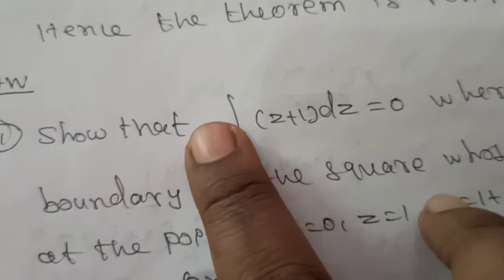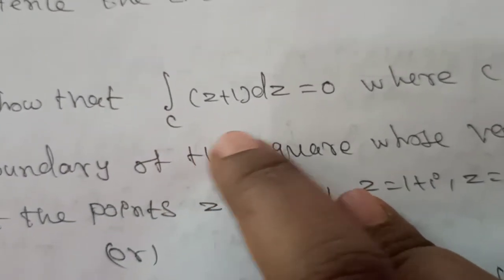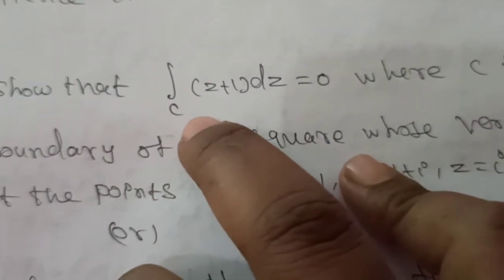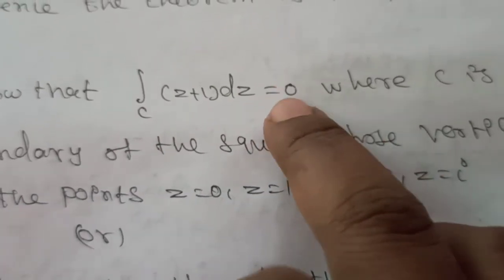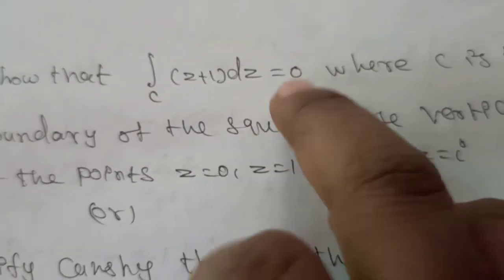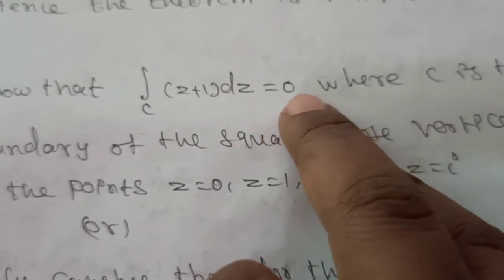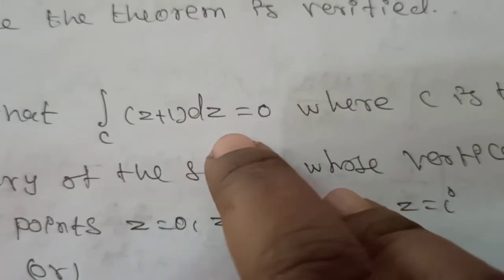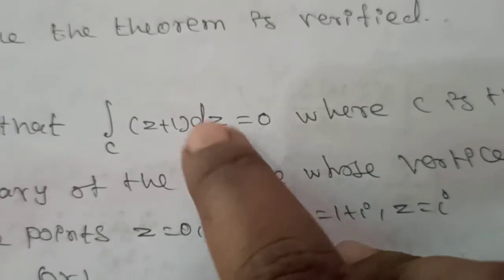And next, the homework problem. Show that the integration over C of z plus 1 dz equals 0. This problem does not mention which theorem, but you can identify it as Cauchy's theorem. Why can you say this is Cauchy's theorem? Because the integration over C of f of z dz equals the right side value 0, which we can prove. So this is Cauchy's theorem.